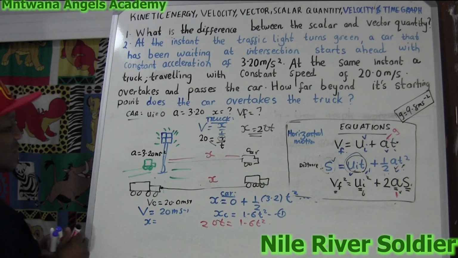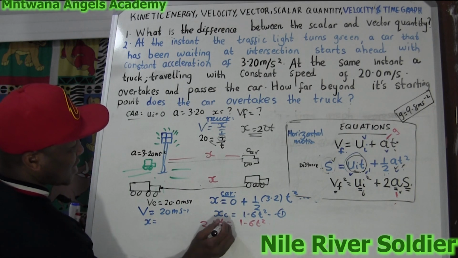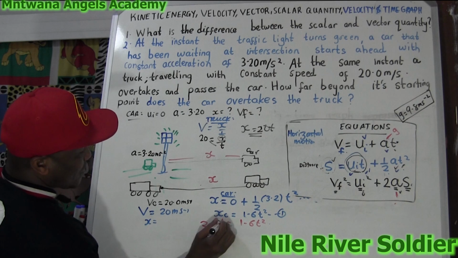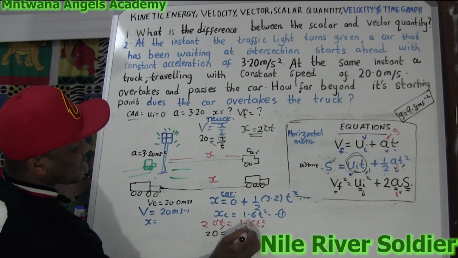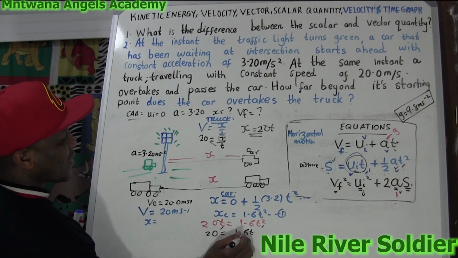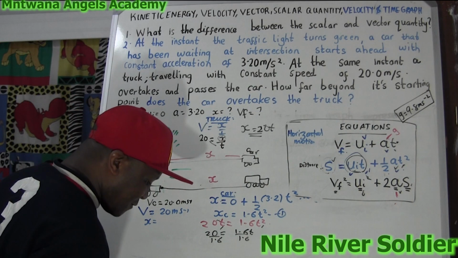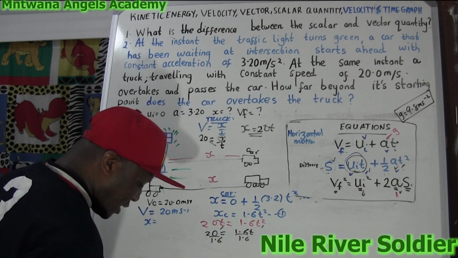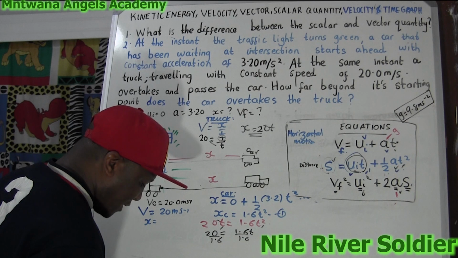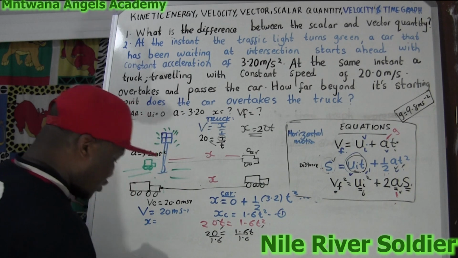So now we can solve this as a quadratic. Divided by t, so t and t cancel. So 20 equals 1.6 times t. Divided by 1.6, divided by 1.6. 20 divided by 1.6 is 12.5.